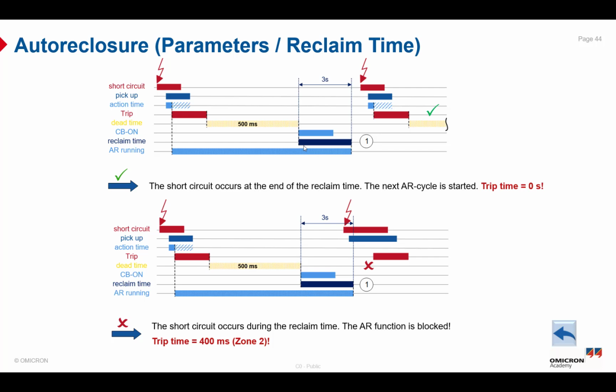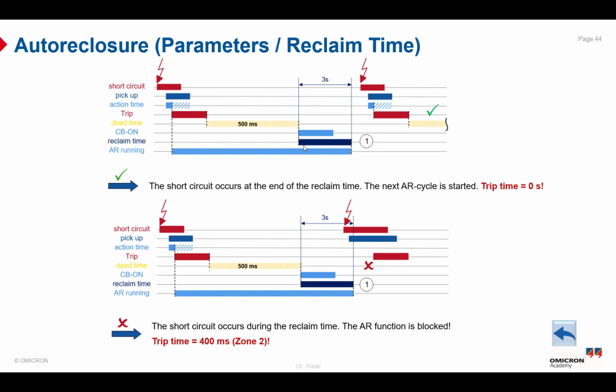The third parameter is the reclaim time. For each auto-reclosure cycle, circuit breakers need enough time to be reconfigured. So automatic reclosing is blocked during this period, which is called the reclaim time, and it depends on the breaker types. Different breaker types require different reclaim times. So let us explain the reclaim time. The reclaim time is the time between the circuit breaker's first shot reclose until it is considered a successful auto-reclosure.